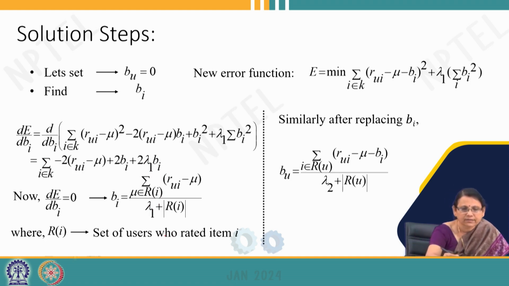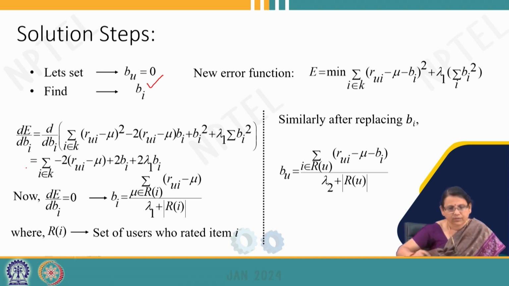Now, initially, as I said, we set all the BUs to be 0. So, if we set all the BUs to be 0, then with respect to BI, how many BIs are there? We still have many variables. We still have n number of BIs, because m users, m number of BUs and n number of BIs. So, we now take the partial derivative with respect to one of the BI. With respect to the other terms, other terms will be treated as constants and they will not be considered.